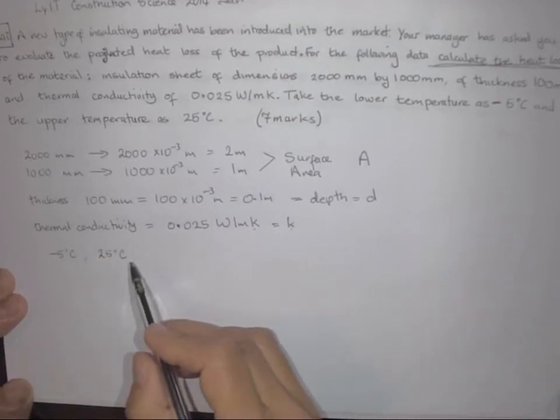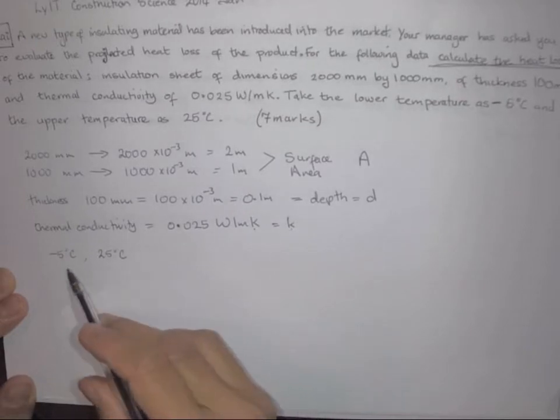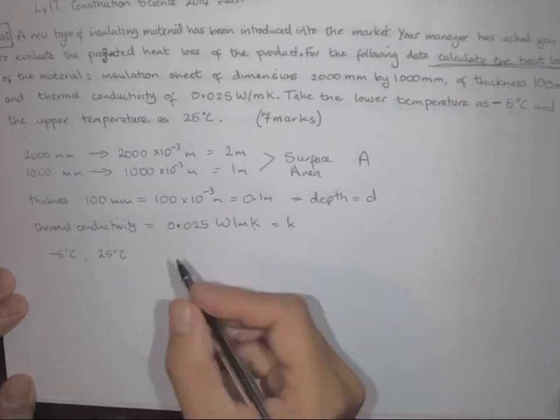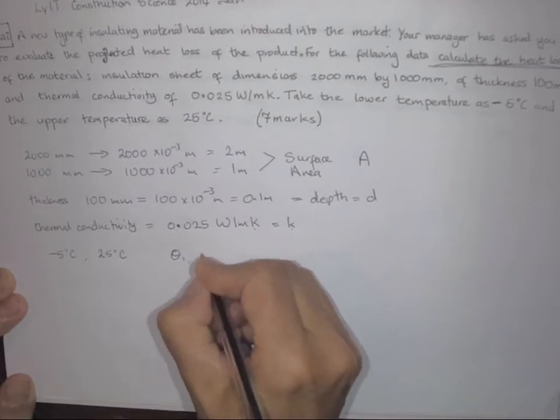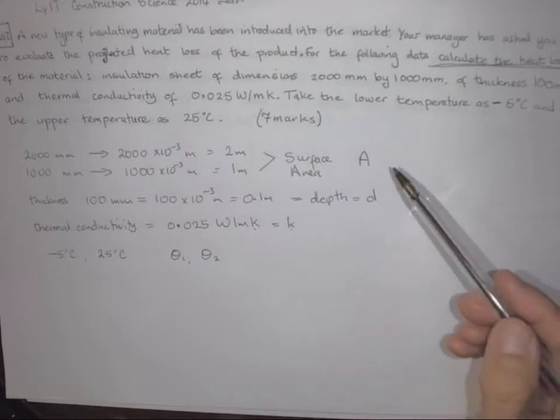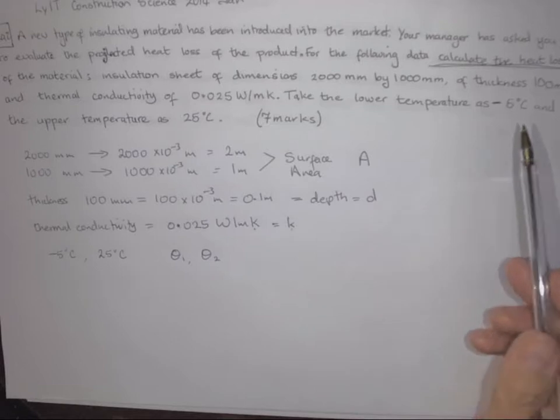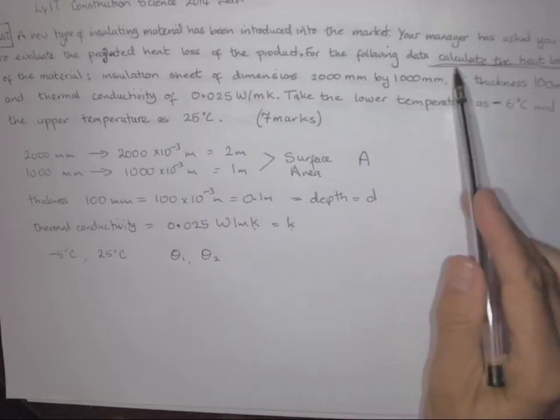Now, generally if it's just one temperature, it's given the letter capital T. But here when we have two temperatures like this, they're generally called theta 1 and theta 2. Okay, so you're looking for a formula that includes the letters A, D, K and thetas. Okay, and that's the heat loss.